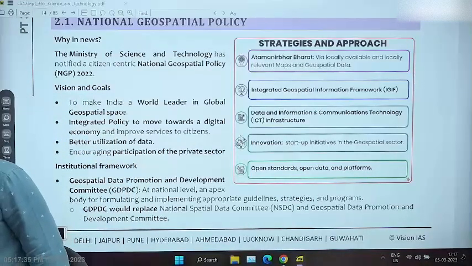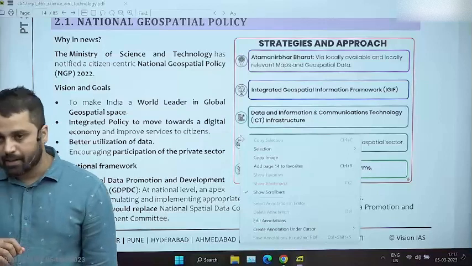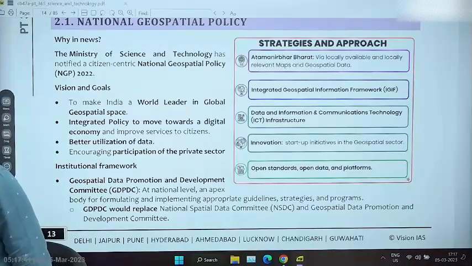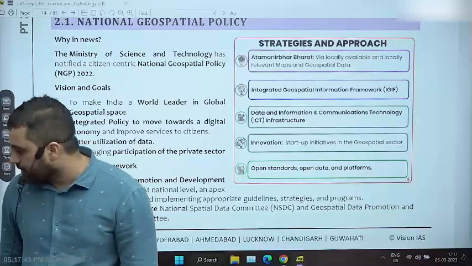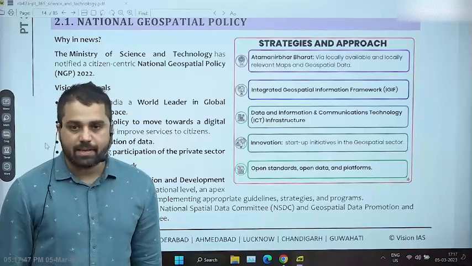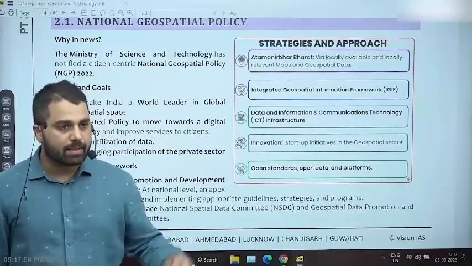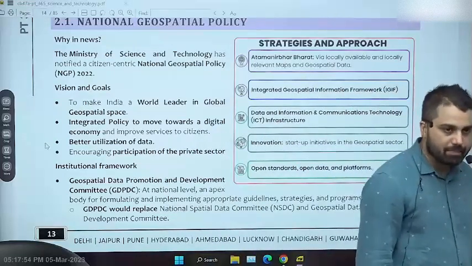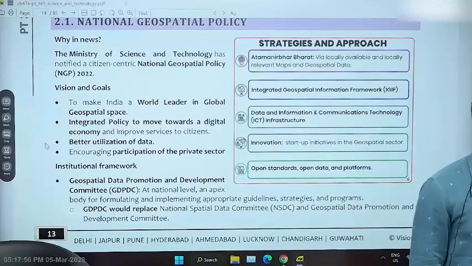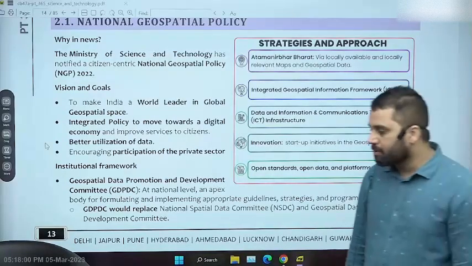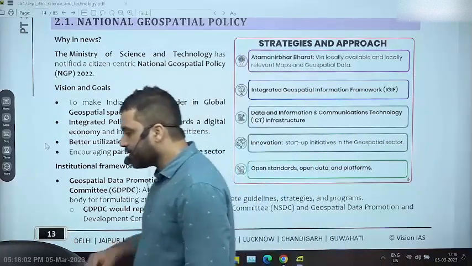Apart from that, this current affairs topic, this context is also important, that government has come up with this national geospatial data policy, mainly under Department of Science and Technology. So the first thing to know is that this policy has been envisaged by Department of Science and Technology, not by Department of Electronics and Information Technology. So the Department of Science and Technology is going to be the implementing agency of this policy.